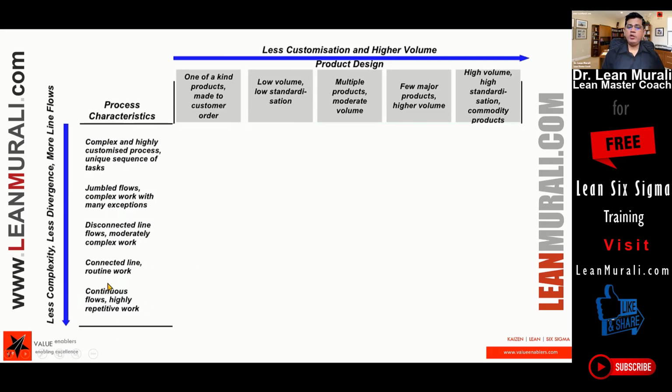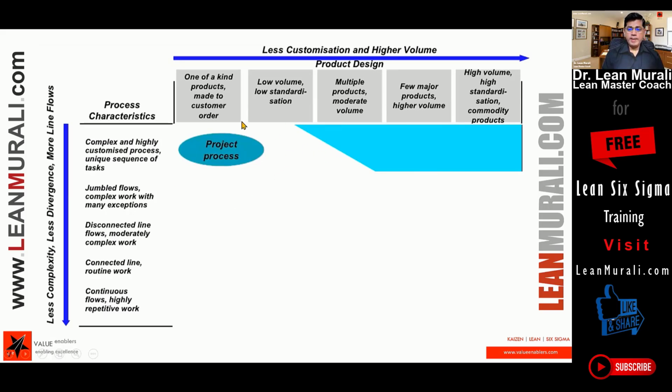On one hand, we know continuous flow, highly repetitive work type of processes. On the other hand, we know complex, highly customized processes, a unique sequence of tasks. So in process, there can be this continuum from highly complex to highly standardized continuous flows.